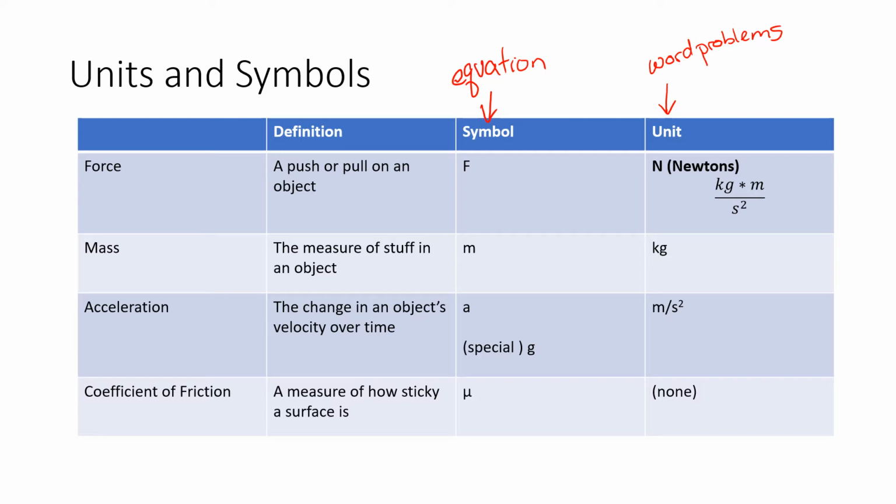M is for mass. It's the amount of stuff in an object, and by stuff, the more scientific, more precise way to say that would be matter. But it's the amount of electrons and neutrons and protons and quarks and molecules that is in an object. The symbol for that is M, and the unit for that is kilograms. And in physics, we use kilograms instead of grams because of how large our objects usually are.